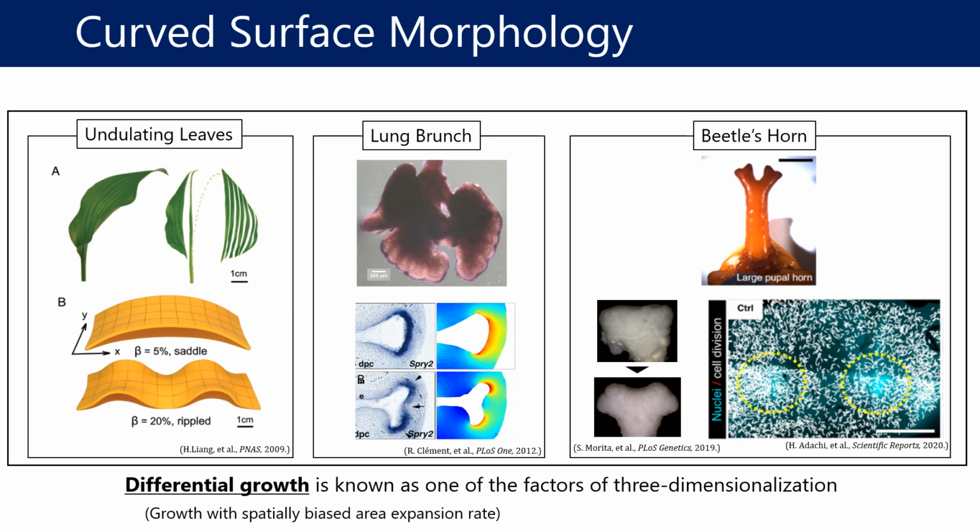Many curved biological shapes are formed from the growth of cell sheets. In their early stages, these tissues are nearly flat and simple, but later, they develop into complex curved shapes. A key factor driving this transformation is differential growth, a growth mode characterized by spatially biased growth rate.